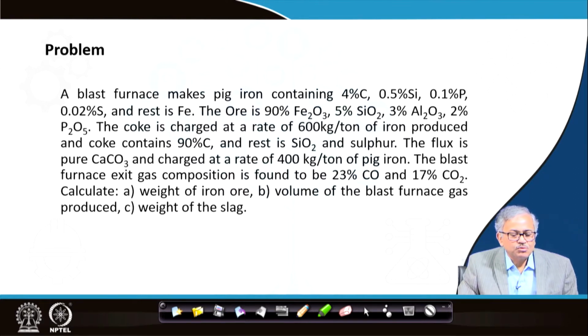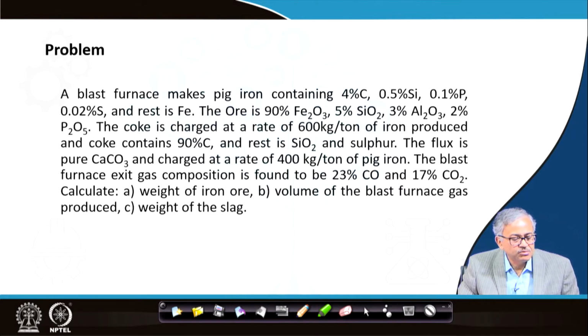The coke rate is given: 600 kg per ton of iron produced, and coke contains 90% carbon, with the rest silica and sulfur. The flux is pure calcium carbonate, and it is charged at a rate of 400 kg per ton of pig iron. The blast furnace exit gas composition is also given: 23% CO, 17% CO2, and the rest is nitrogen.